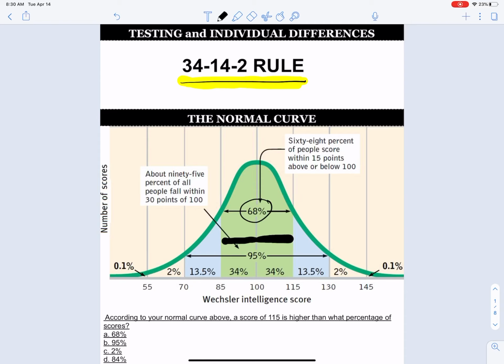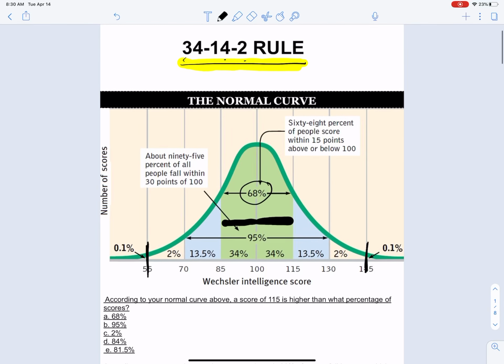One thing I also want to draw your attention to is remember that if you added up 34-14-2 and multiplied it by 2, you would not get 100%, because higher than 3 standard deviations to the left and the right, we also have a very small subset of the population. So we have to remember that not only 100% of the population falls between 55 and 145. There's actually people on really far extremes of this curve.